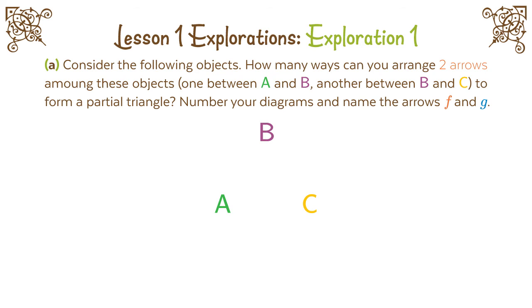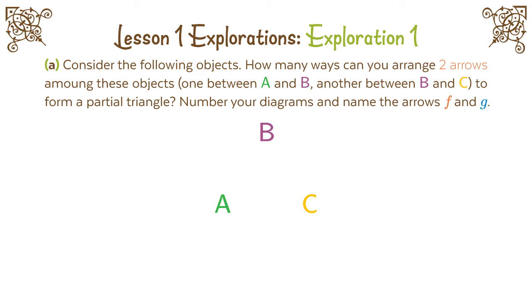Exploration 1 Part A asks, consider the following arrangement of objects. How many ways can you arrange two arrows among these objects, one between A and B and another between B and C, to form a partial triangle? Number your diagrams and name the arrows F and G.